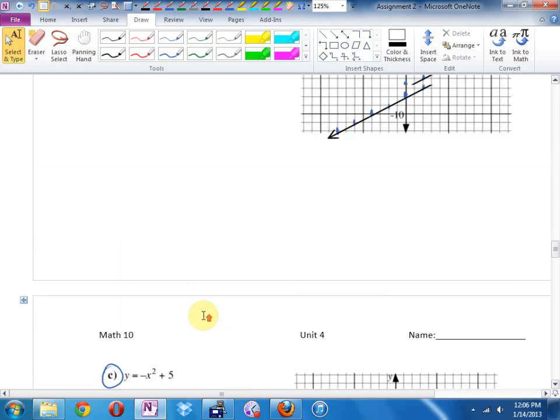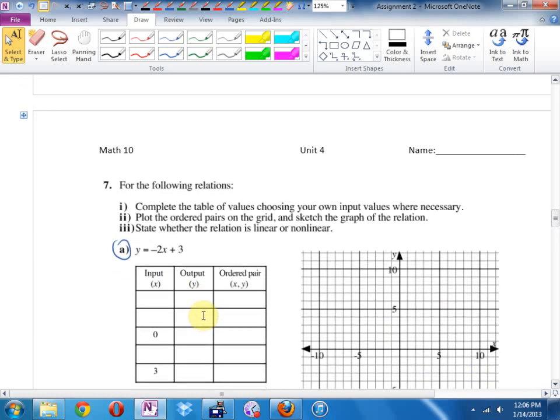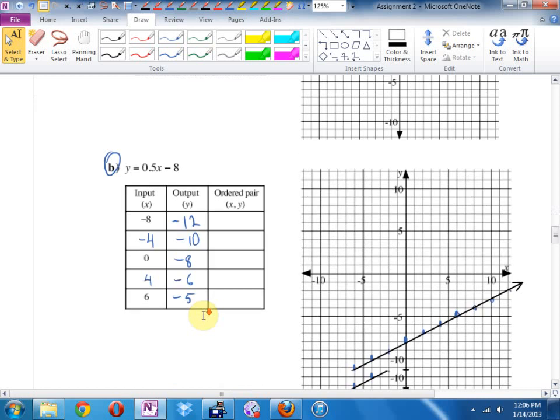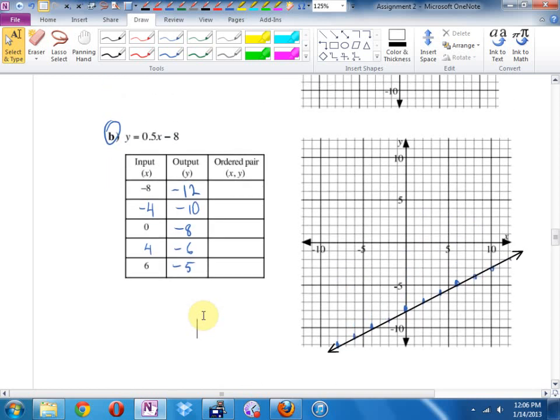Was there a question that you wanted me to ask or answer as part of that? Okay. Number 1, complete the table of values, choosing your own input, check. Plot the ordered pairs, check. Sketch the graph, check. State linear or nonlinear, linear. Is that what you're asking about? Yeah, this was because I was confused because the last dot just didn't look right. So, it does fit. Looks like it's okay. Yep. Any others before number 9?